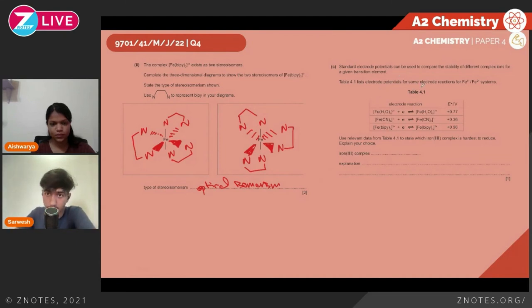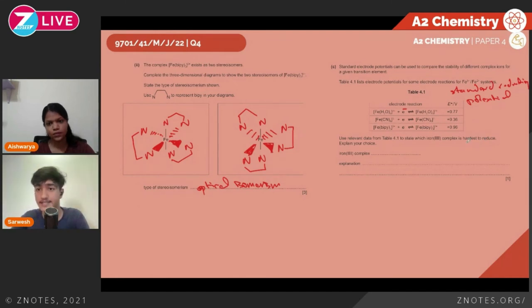Standard electrode potentials can be used to compare the stability of different complex ions for a given transition element. Use relevant data to state which iron 3 complex is hardest to reduce. Explain your choice. Okay, so a synonym for the standard electrode potential is also the standard reduction potential. So a tip is that the higher the standard reduction potential is, the easier it is to reduce. So over here, the one with the lowest one is Fe(CN)6 3-.